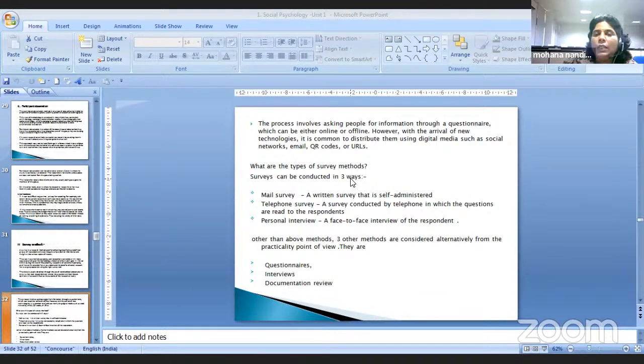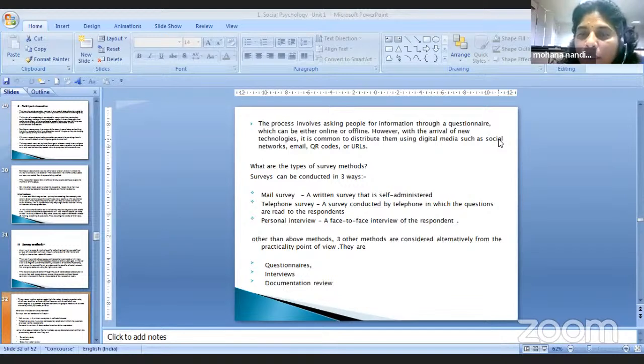Here, what are the types of survey methods? Whenever we are doing a survey, we can send a questionnaire through emails, QR codes, or, nowadays, people are doing it by using Google Forms. We can distribute it in digital media, then on social networks. We can ask oral questions also. But what are the survey methods we can use? One is the mail survey. The other one is we can call the people through telephone. We can get the answers.